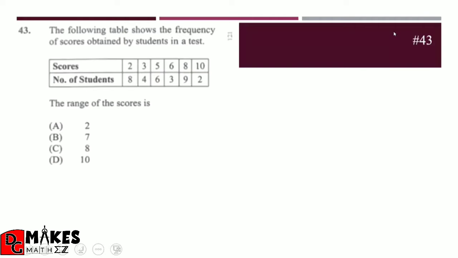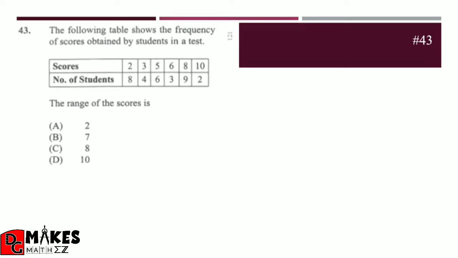It says, the following table shows the frequency of scores obtained by students in a test. See the scores 2, 3, 5, 6, 8, and 10. The number of students: 8 people got 2, 4 people got 3, 6 students got 5, 3 students scored 6, 9 students scored 8, 2 students scored 10. We're given all of that information, but we just need to find the range of the scores.